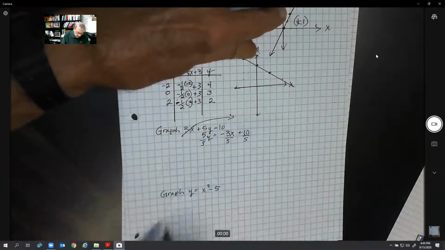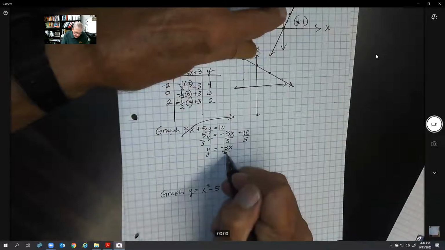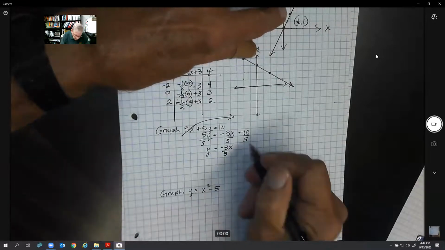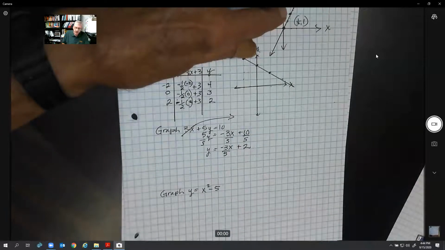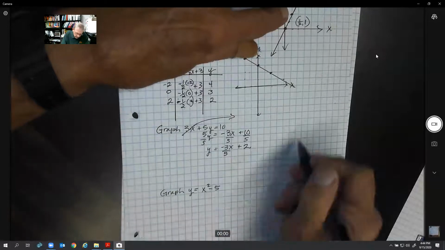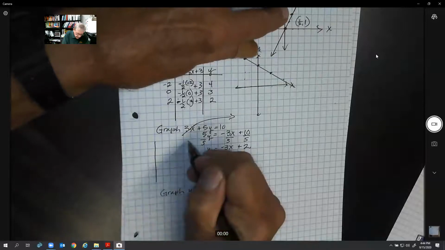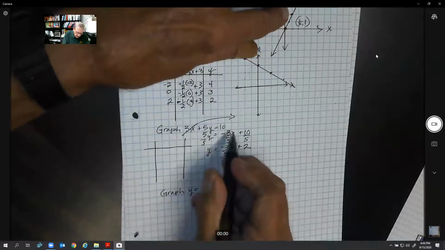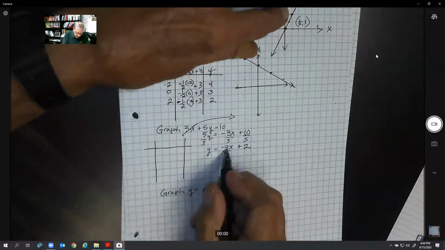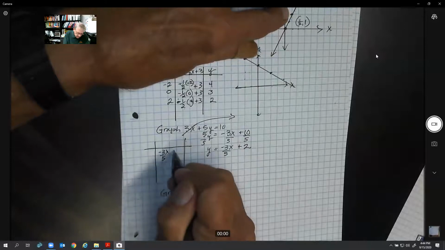Cinco, cinco, cinco. So y equals, I can't divide that. I don't want to use those decimals. I want to keep this with a fraction. Plus 2. Okay. So I'm going to make a table of values right here. Should have enough room. See, I'm going to write this one down right here. -3 over 5x plus 2.